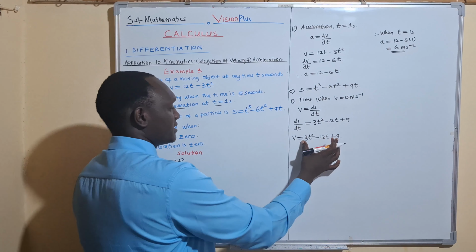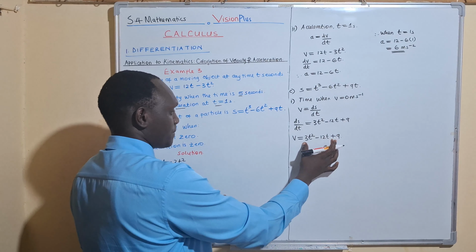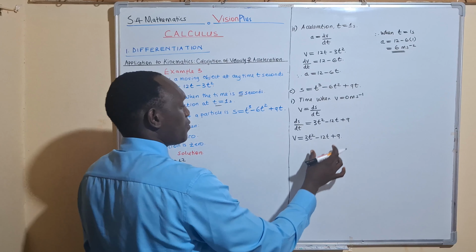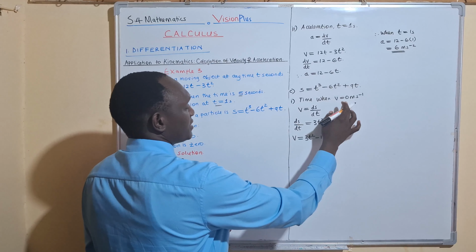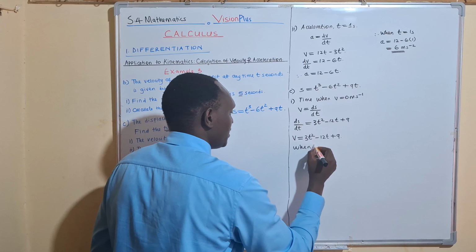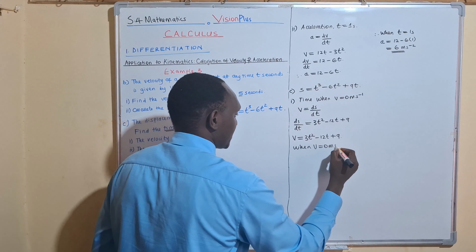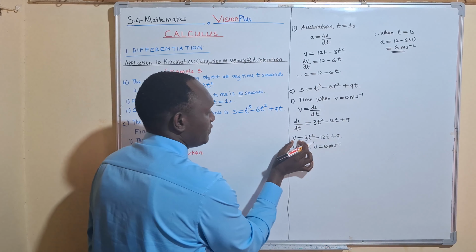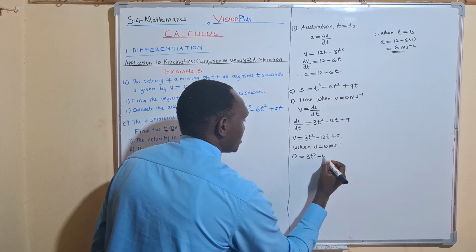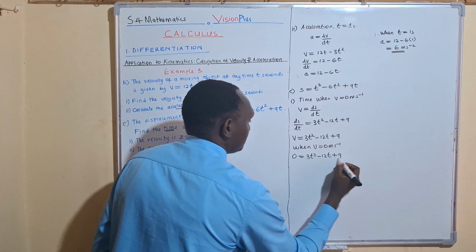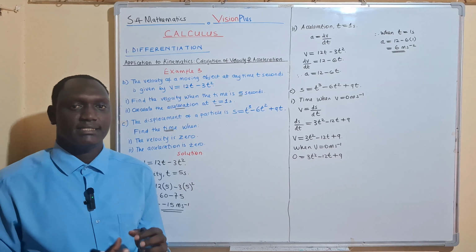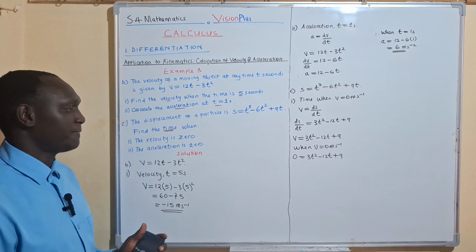Now, if this is the expression for velocity at any time, what is the time when the velocity is 0? When the velocity v is 0 meters per second, we substitute 0 for v here. That means 0 equals 3t squared minus 12t plus 9. And clearly, you can see that this is a quadratic equation that you can solve by any method.